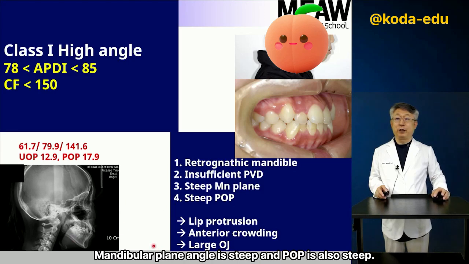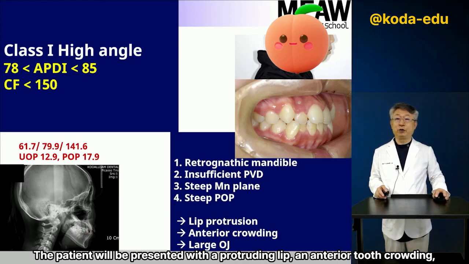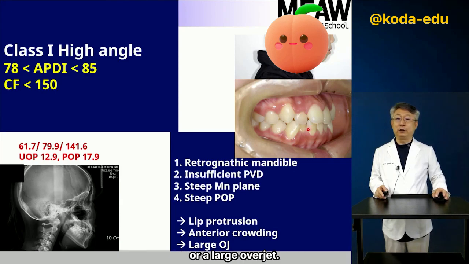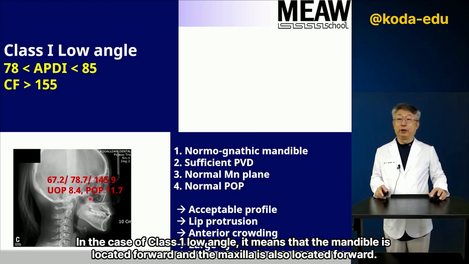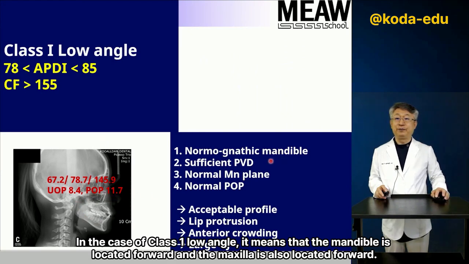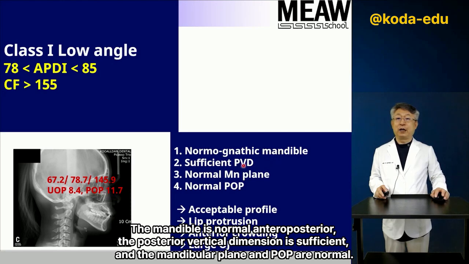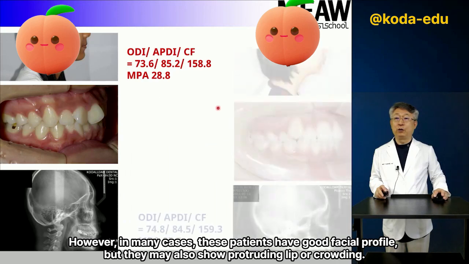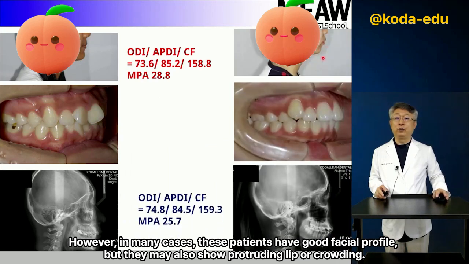Mandibular plane angle is steep and POP is also steep. The patient will be presented with a protruding lip, an anterior tooth crowding, or a large overjet. In the case of class 1 low angle, it means that the mandible is located forward and the maxilla is also located forward. The mandible is normal anteroposterior, the posterior vertical dimension is sufficient, and the mandibular plane and POP are normal. However, in many cases, these patients have a good facial profile, but they may also show protruding lip or crowding.